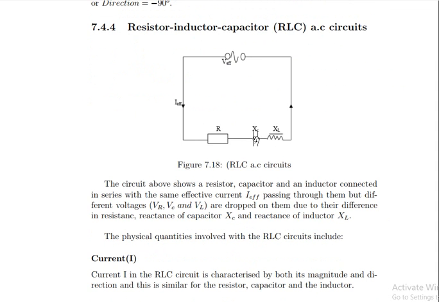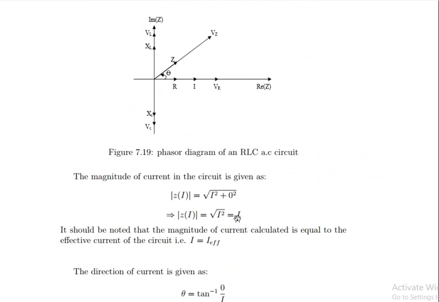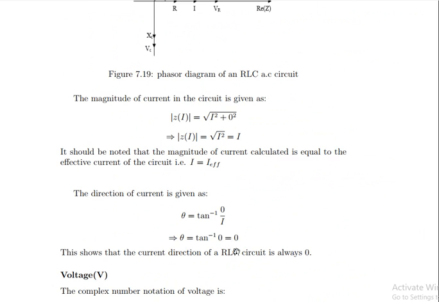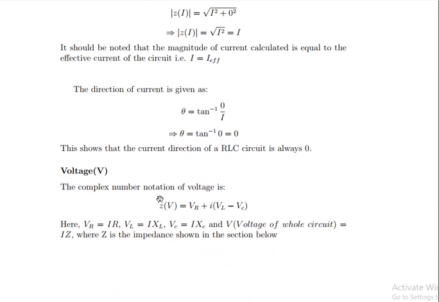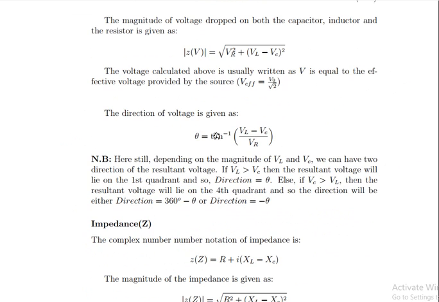In the resistor, inductor, capacitor AC circuit, the current is always going to be similar, and that's going to be I. This I is also going to be I effective, and the angle is also going to be 0. So the voltage in this case is going to be the voltage of the resistor plus I, the imaginary component of (VL minus VC). So the magnitude of that voltage is also going to be equal to the square root of VR squared plus (VL minus VC) all squared. And the angle is going to be tan inverse of (VL minus VC) all over VR.